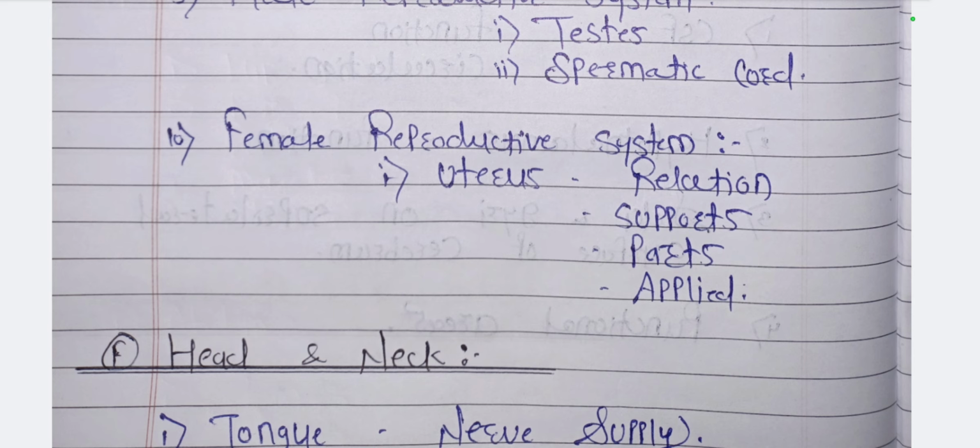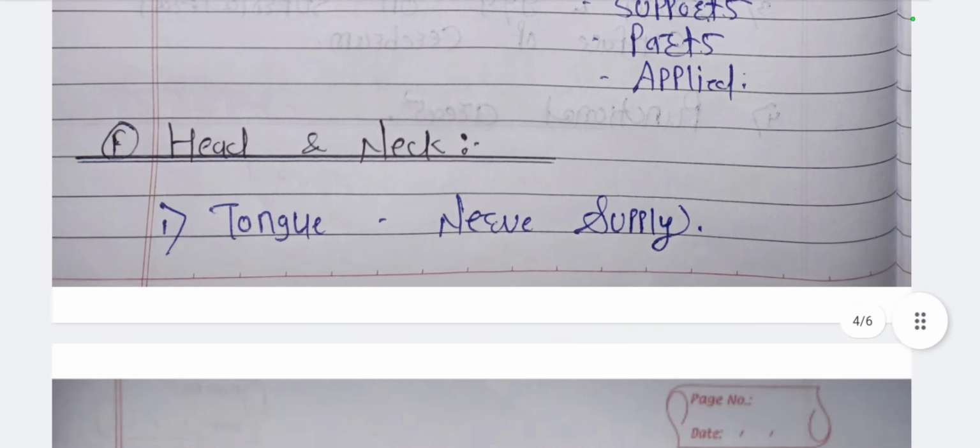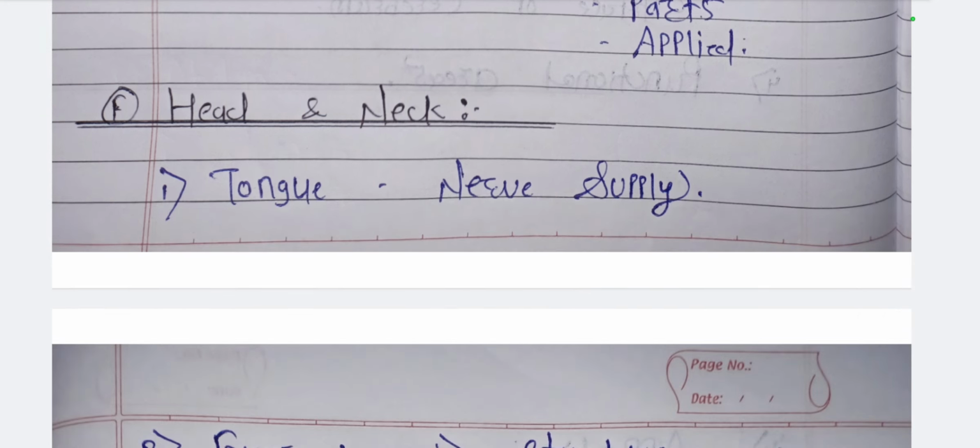First one is relations, supports, parts, applied, and another important point in uterus is its angulations, which comes under the supports and parts. Then head and neck, first one is tongue. Nerve supply of tongue is very important for 5 marks.